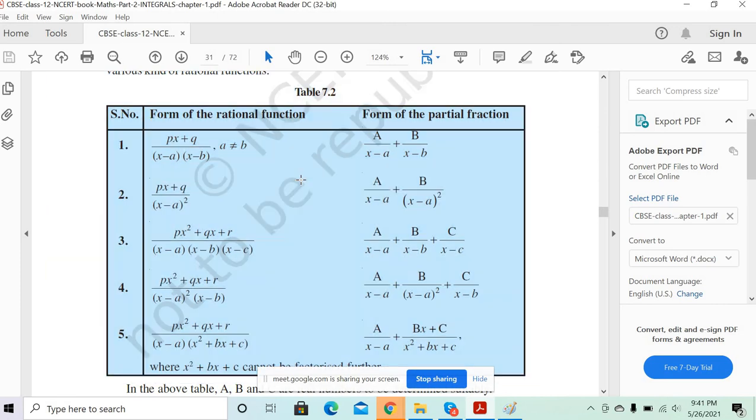Okay. Understood? Meaning here is the entire integrand (px + q) / ((x − a)(x − b)) can be represented in the form of A/(x − a) + B/(x − b). This is the meaning. So your integration becomes easy. Integration of the first term A/(x − a) plus integration of the second term B/(x − b).